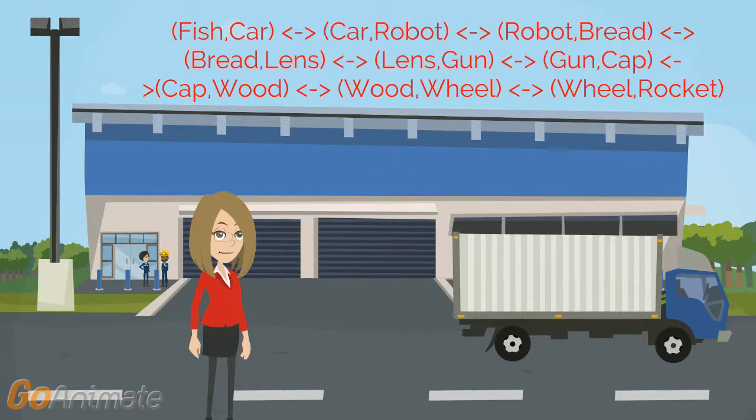Fish and car, car and robot, robot and bread, bread and lens, lens and gun, gun and cap, cap and wood, wood and wheel, wheel and rocket.